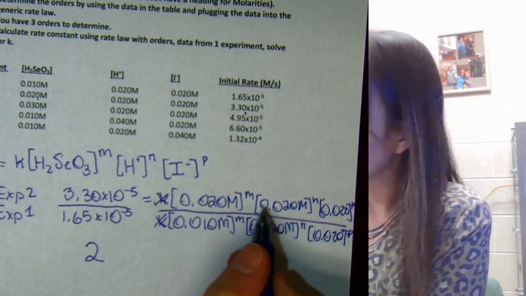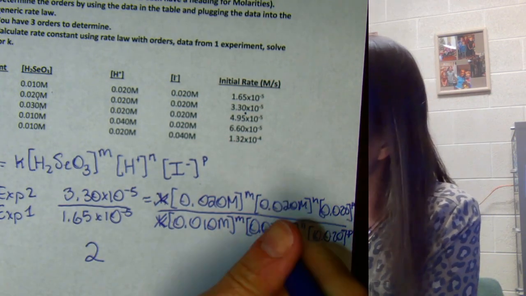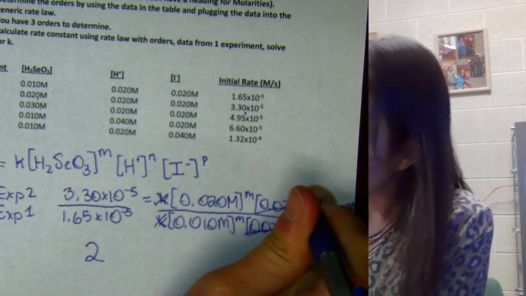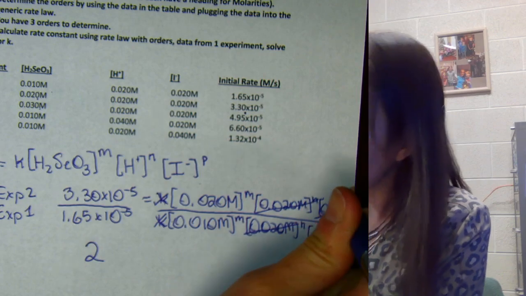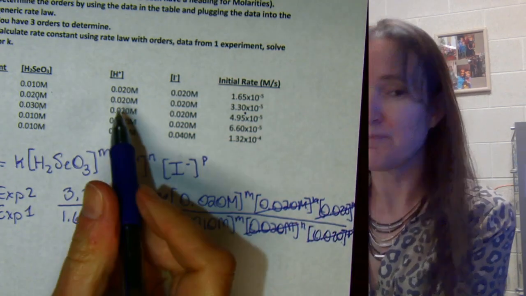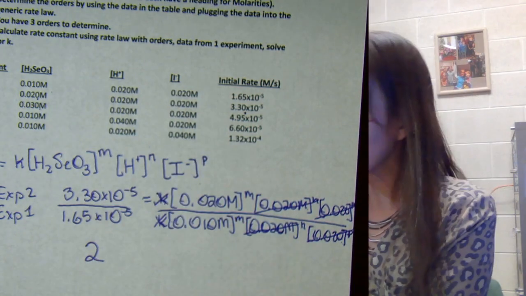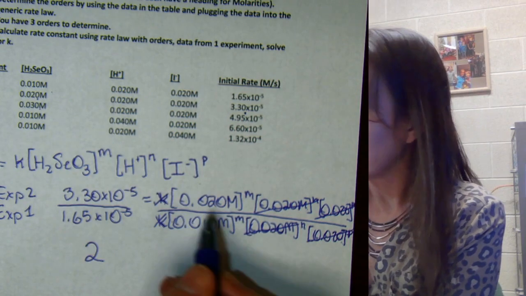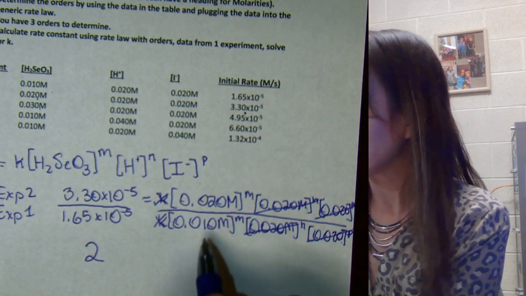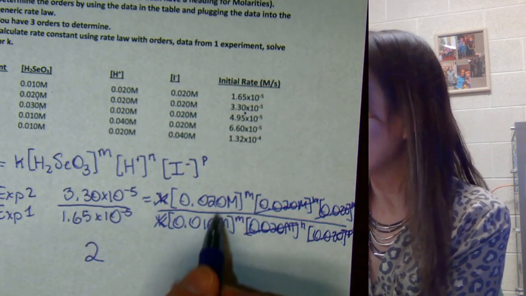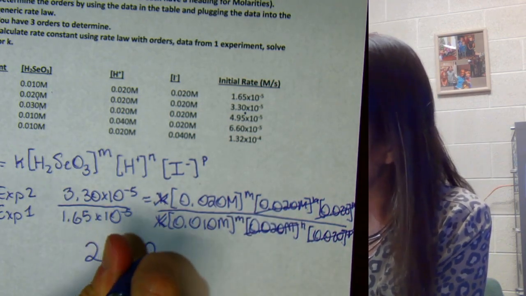You also have a 0.020 molar to the N and a 0.02 molar to the N. They are identical, so they cancel. And a 0.02 molar to the P on top and bottom. So they cancel. The reason that you kept the hydrogen and iodide constant is so that you cancel them. On the other side, the only thing we have is the concentration of the H2SeO3 raised to the M power. And since they're both raised to the M, we can divide the numbers. And when you divide these two numbers, you get 2. So that's 2 to the M.